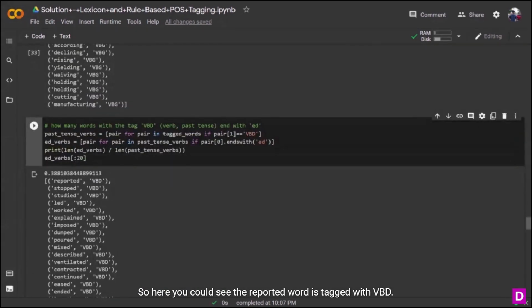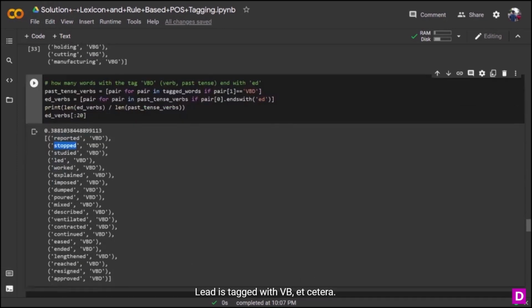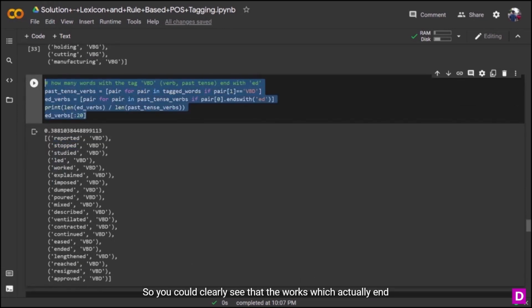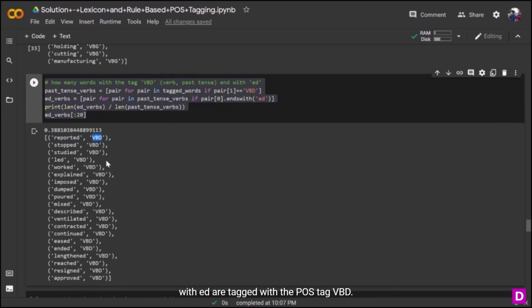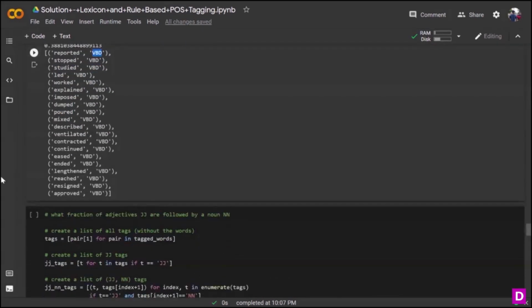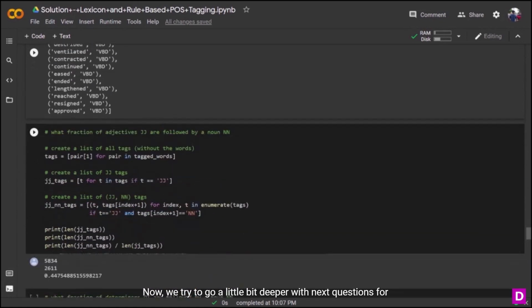So here you could see the reported word is tagged with VBD, stopped is tagged with VBD, led is tagged with VBD, etc. So you could clearly see that verbs which end with ed are tagged with the POS tag VBD. Now we try to go a little bit deeper with the next questions.